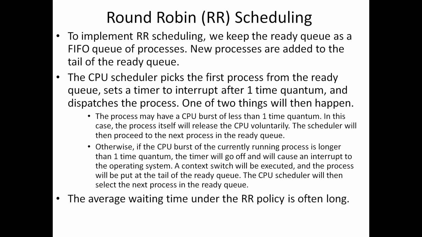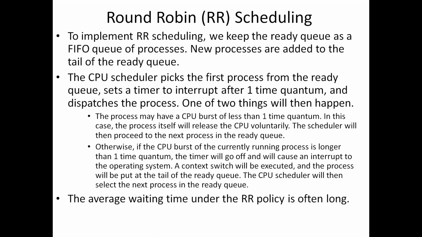It picks the first process from the ready queue for execution and sets a timer to interrupt after one time quantum. Whatever time quantum we have defined, for that time quantum the CPU scheduler will set a timer to interrupt, and dispatches the process. After completion of that time quantum, the process will be dispatched.